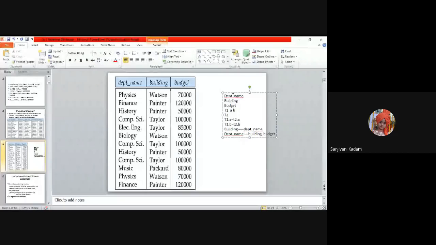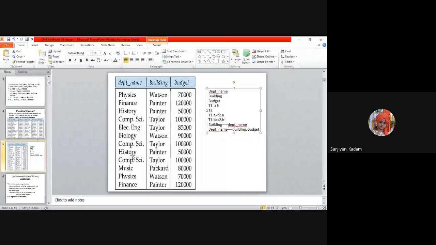Now let us take an example of the history department. For history, I have Painter as the building name. Here also I have Painter as the building name, and the 50,000 value is repeated as well. It means that budget and building are both dependent on the department name. Clear with this functional dependency?